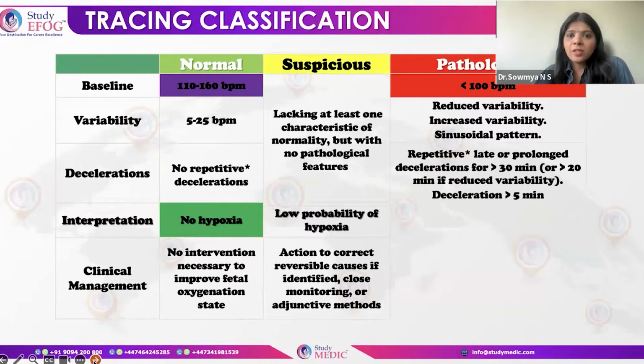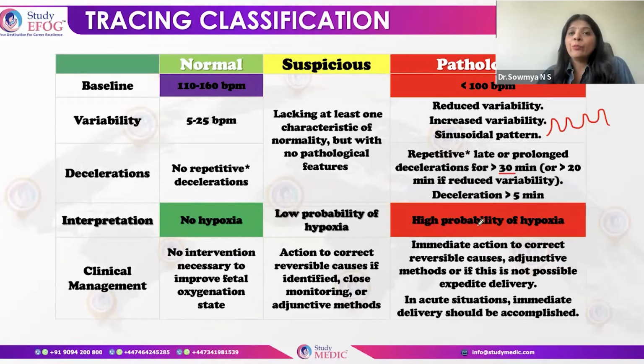And then comes the pathological, because suspicious is in between both of them. Pathological is when the heartbeat is less than 100 beats per minute, obviously reduced variability, that is less than 5 or more than 25, or the sinusoidal pattern, which we are all aware of, repetitive, late or prolonged deceleration for more than 30 minutes, or even if it is 20 minutes, but the beat to beat variability is less, you consider them as pathological features. And obviously, pathological is not nice to have. That indicates there is a high probability of hypoxia. You have to do immediate corrective actions.